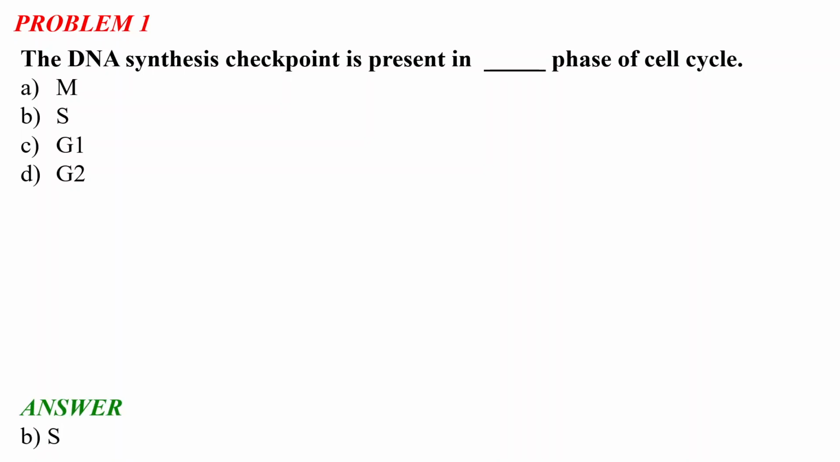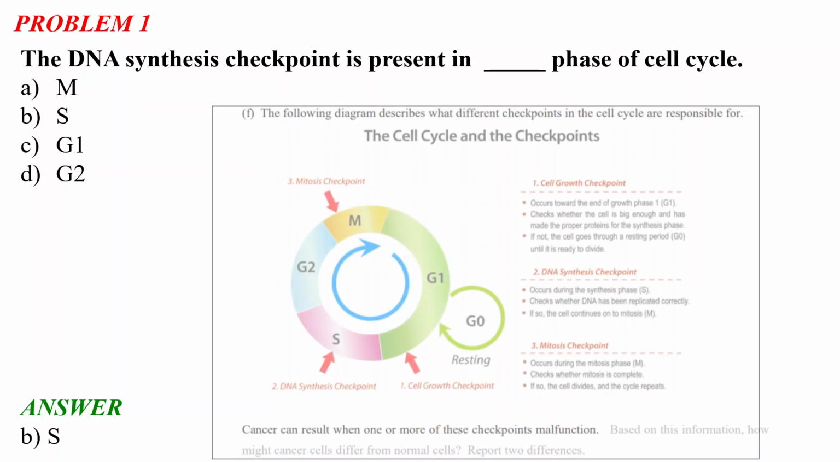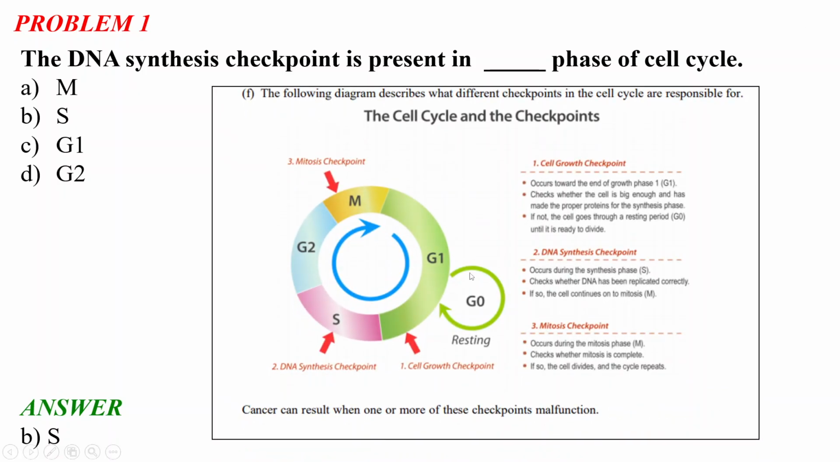So the correct answer for this problem is option B, S. In the S phase of the cell cycle, the DNA synthesis checkpoint is present. Now this is the cell cycle and the various checkpoints present in it. As you can see, the first is the cell growth checkpoint. Now what is the growth phase? It is the G1 phase, which is the first phase of the cell cycle.